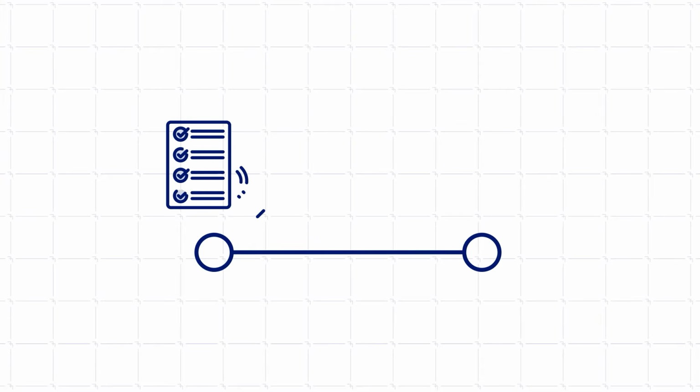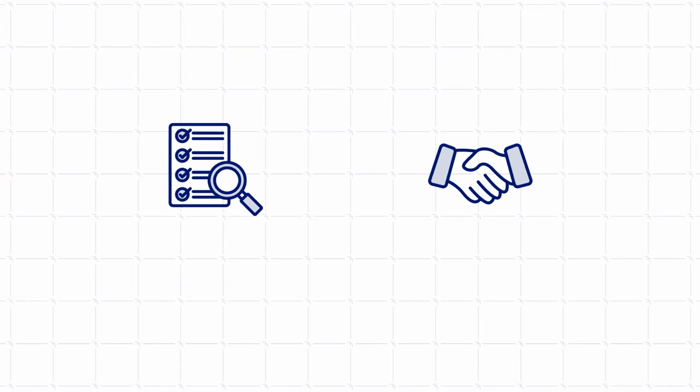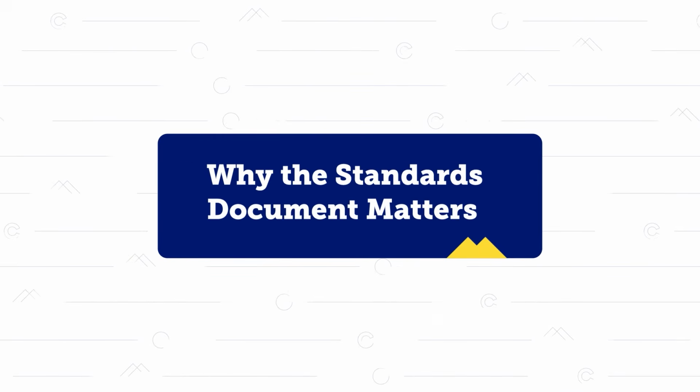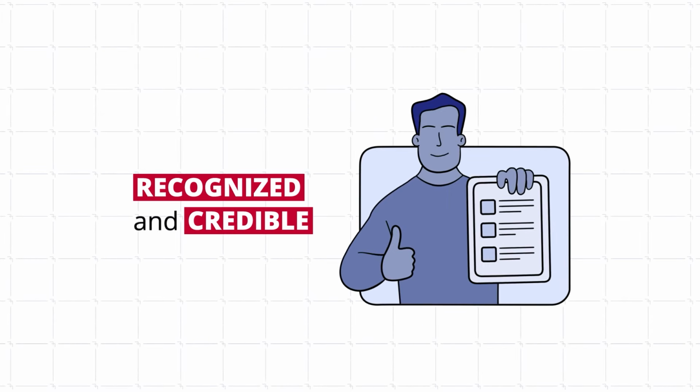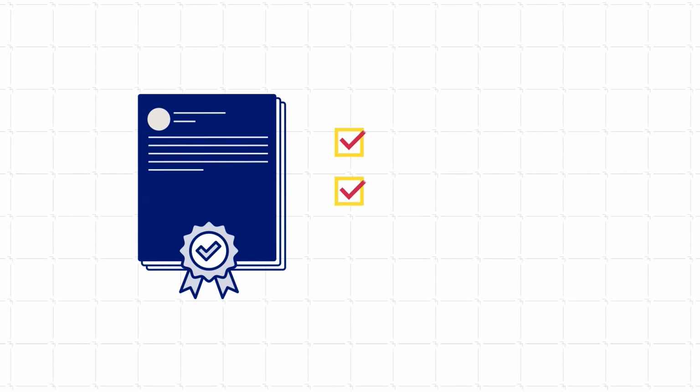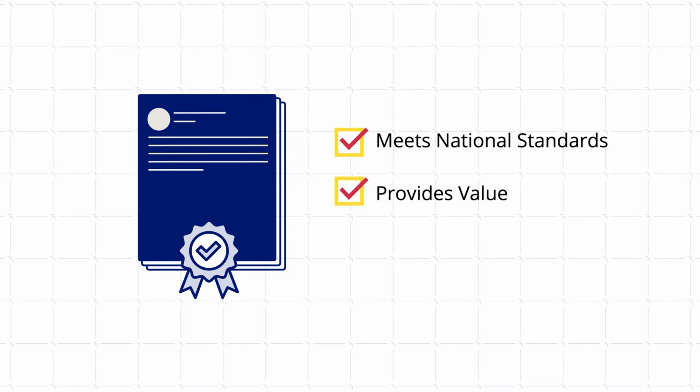It explains exactly how your program will operate, laying out the rules and requirements that guide sponsors. The standards register your program with Apprenticeship Colorado. Once approved and signed by all parties, your apprenticeship program becomes recognized and credible. This ensures it meets national standards and provides value to both apprentices and employers.